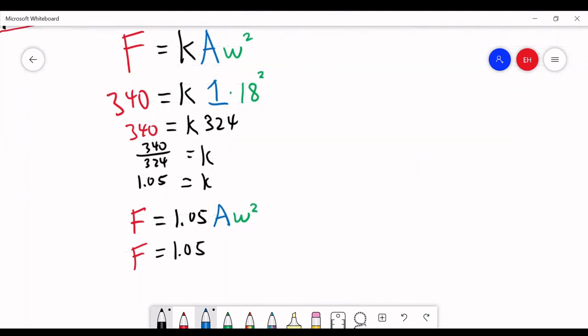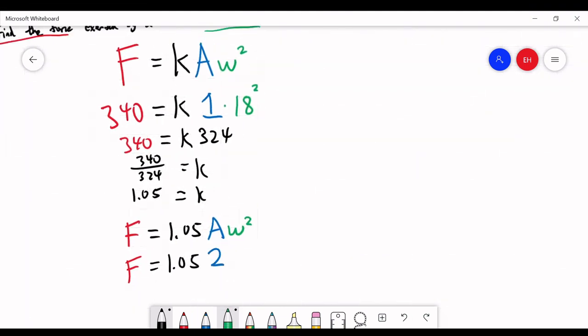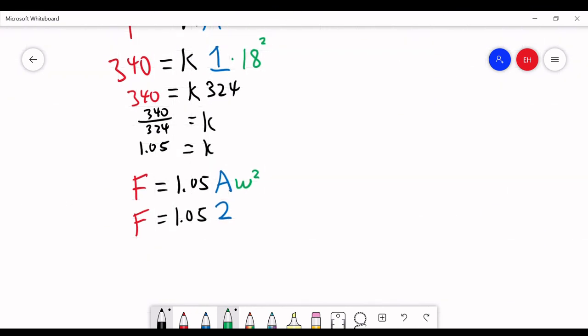So we get force equals 1.05 times the area, so we'll put in 2 for the area. The wind speed is 35, so it's going to be times 35 squared. And I just multiply that all into my calculator, and I get a force of roughly 2,572.5 newtons.